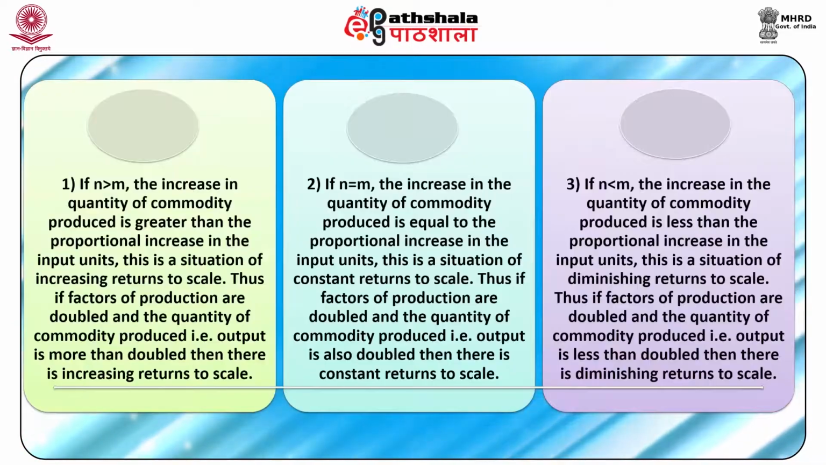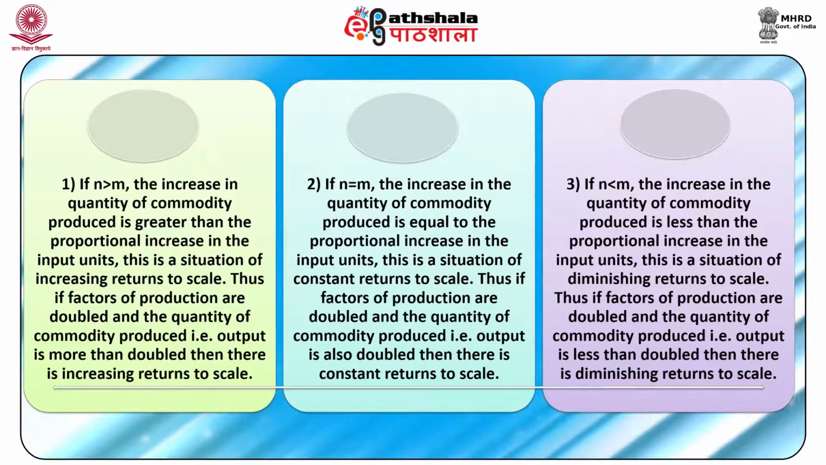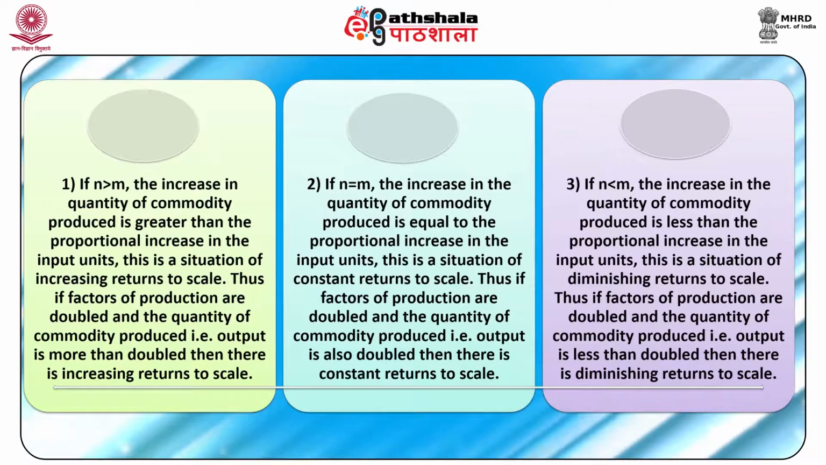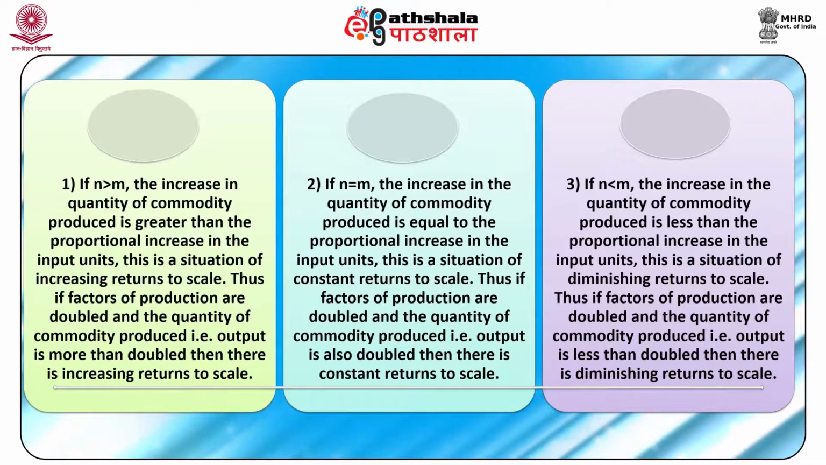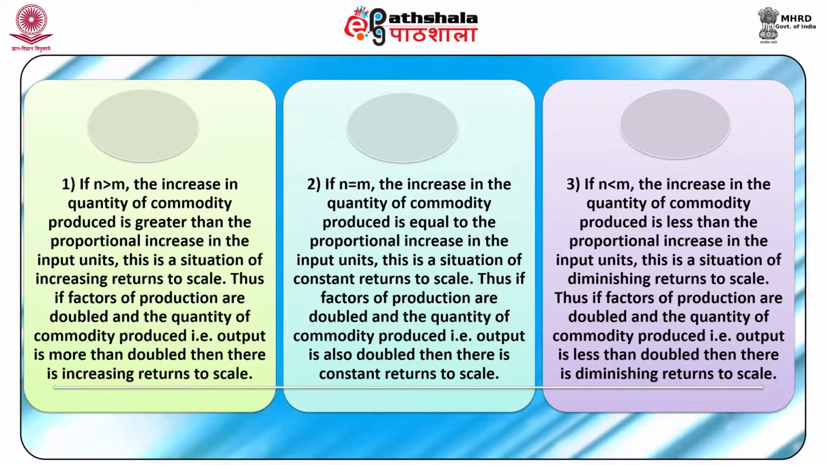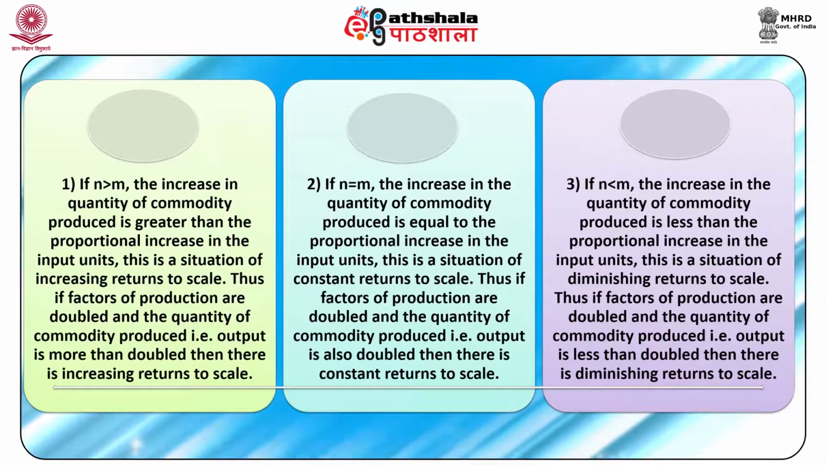Accordingly, the stages of the law of returns to scale can be: first, if N is greater than M, the increase in quantity of commodity produced is greater than the proportional increase in the input units. This is a situation of increasing returns to scale. Thus, if factors of production are doubled and the quantity of commodity produced, that is output, is more than doubled, then there is increasing returns to scale.